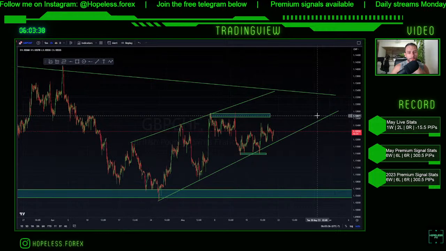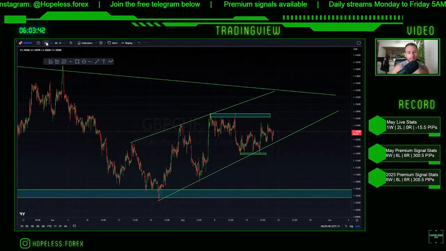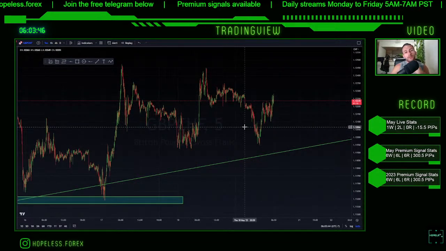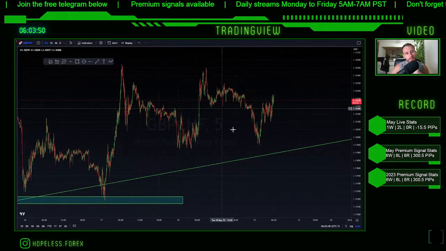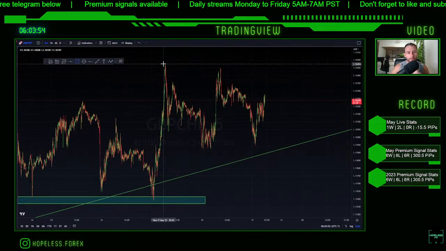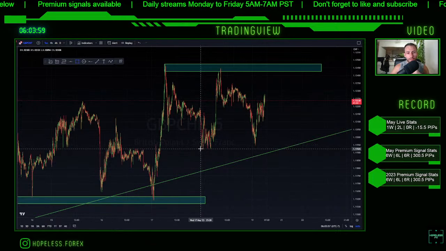GBPCHF, again, just kind of going sideways on the hourly in that sort of upward channel. Market structure just going sideways. We have these couple tops, we have these few bottoms. We will mark it up, but we're not going to trade it.